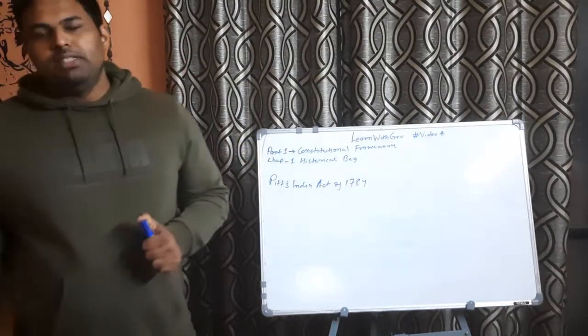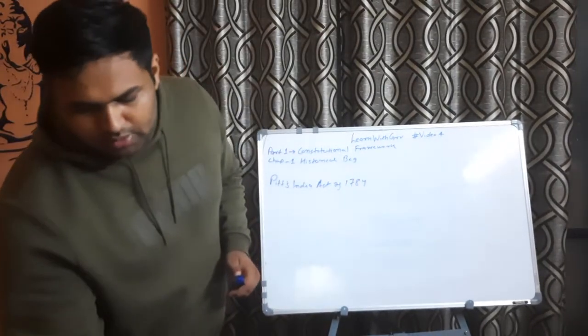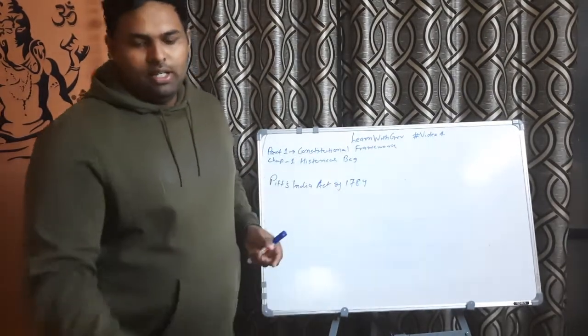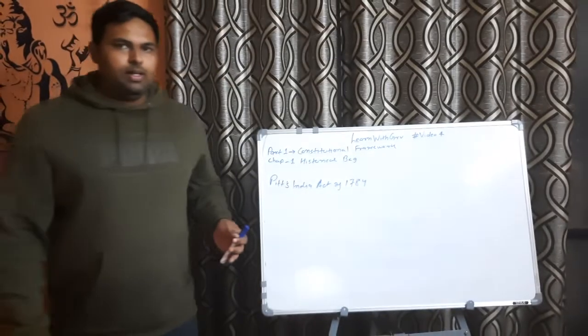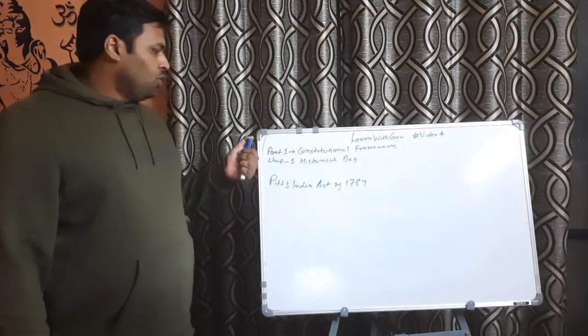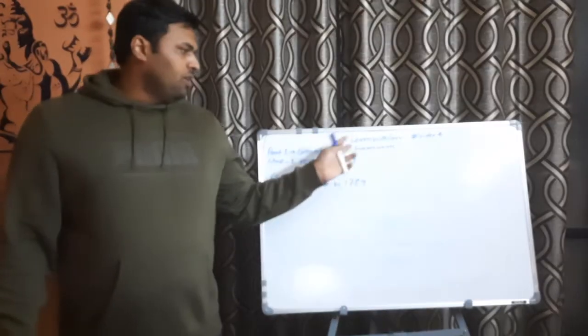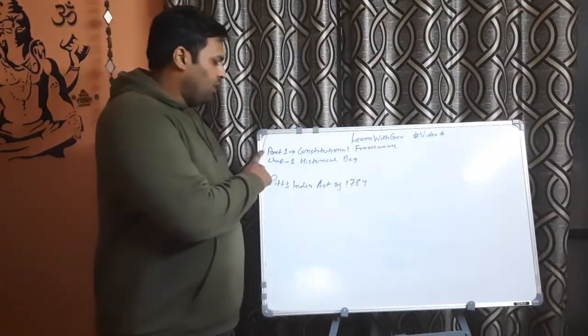So we will continue our study of the book Indian Polity. Let me just show you the book once again. This is the book that we are studying, Indian Polity by M. Lakshmikant, and this book is also used by aspirants for UPSC preparation. We are studying part 1, that is constitutional framework. This book is divided into a total of 11 parts. Right now we are on part 1, Chapter 1, that is historical background, and today we are going to understand Pitt's India Act of 1784.